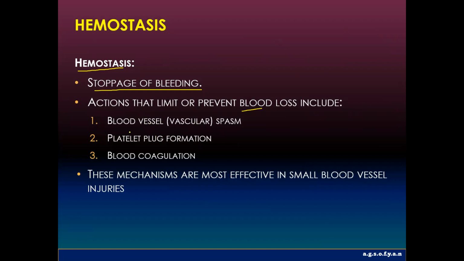The first one is called the blood vessel or vascular spasms. The second one is platelet plaque formations. And the last one is called the blood coagulation. So before we discuss or explain one by one, just to make sure you know the components of blood, there are 2 main components.